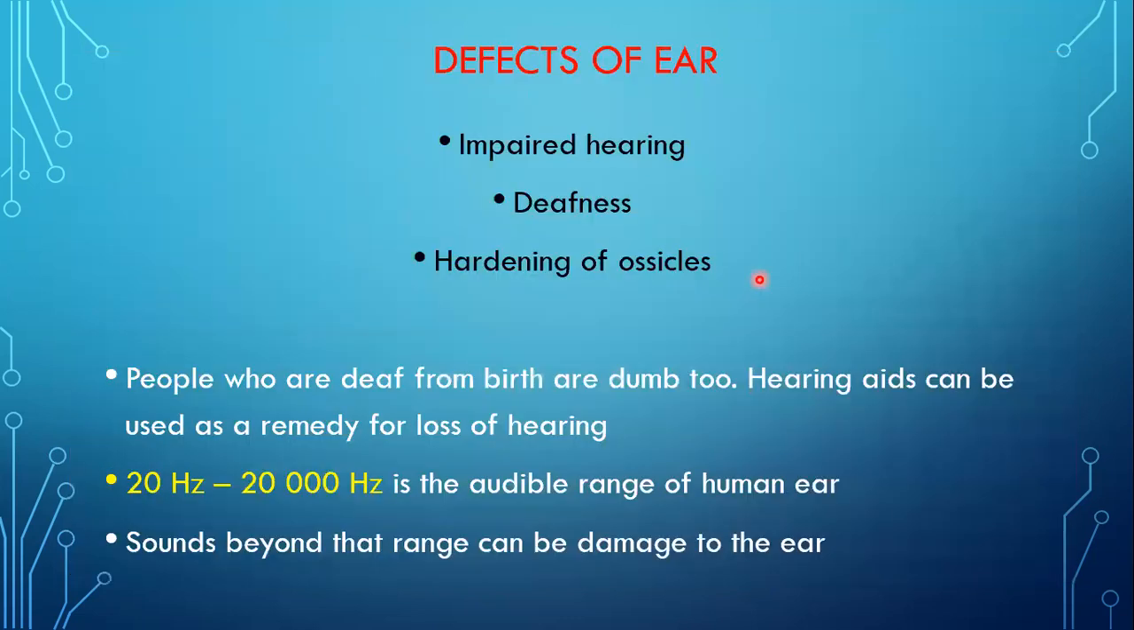Defects of the ear. Disorders such as impaired hearing, deafness, and hardening of ossicles may occur in ears while living or from birth. It is also said that people who are deaf from birth are dumb too. Hearing aids can be used as a remedy for loss of hearing.